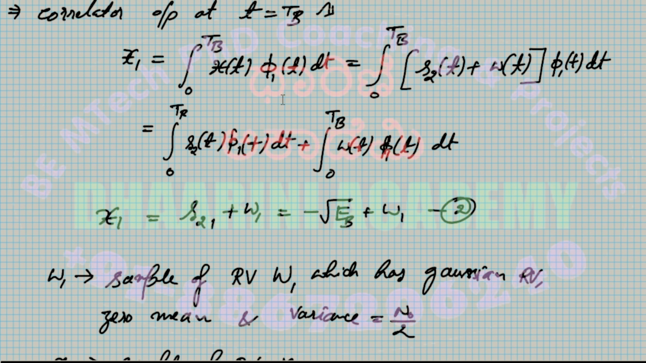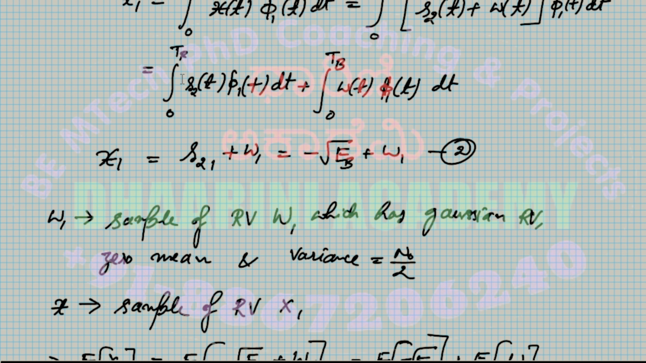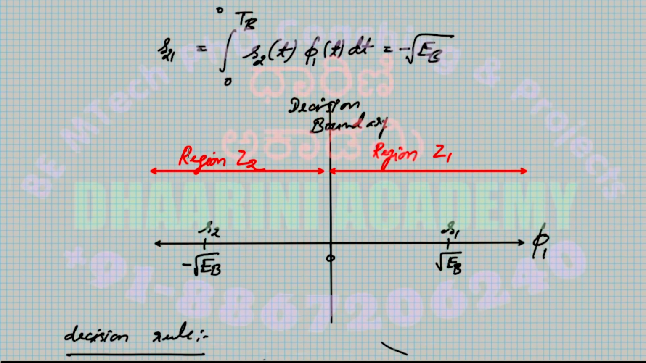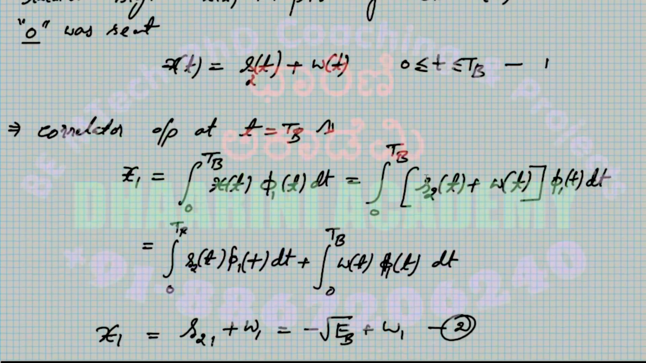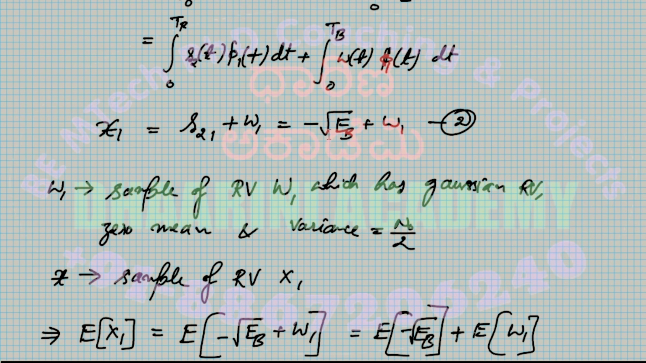According to this, I now split the integral: s2 of t phi 1 of t dt and w of t phi 1 of t dt. Whenever you perform s2 into phi 1 dt, since there are no equations here, we cannot write exactly what answer you get. We denote it as S21. Some answer comes, that is S21 plus W. But S21 is already written there. Earlier we assumed what S21 and S11 are: S11 is root Eb, S21 is minus root Eb. So we substitute that, and S21 is minus root Eb, plus W1.